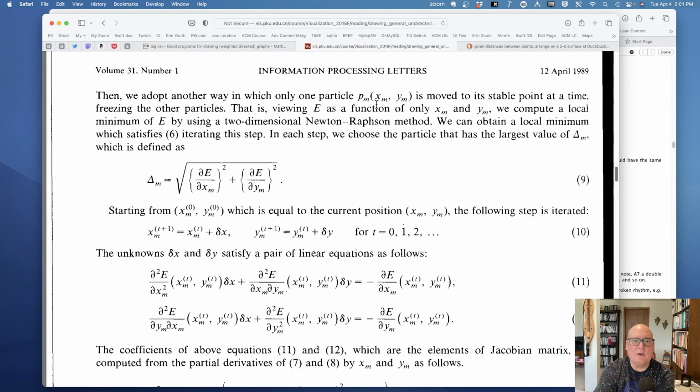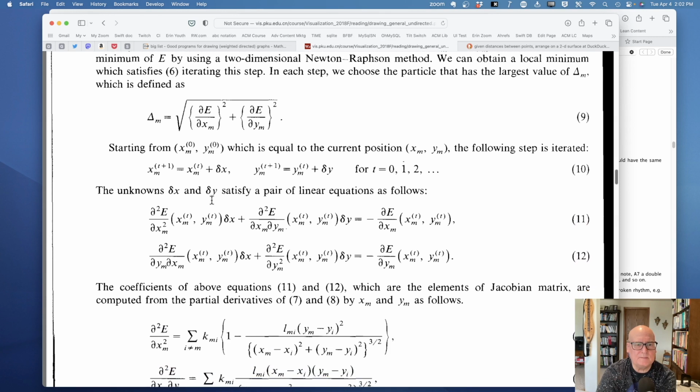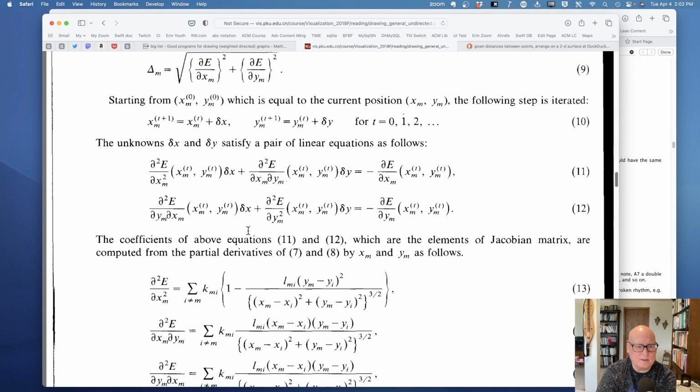We adopt another way. We only move one particle to its stable point at a time, freezing the other particles. We view E as a function of only X and Y. We could obtain a local minimum using 2D Raphson. Then we get a local minimum which satisfies equation 6. Choose the particle which has the largest value of delta M. And then these correspond to the equations.